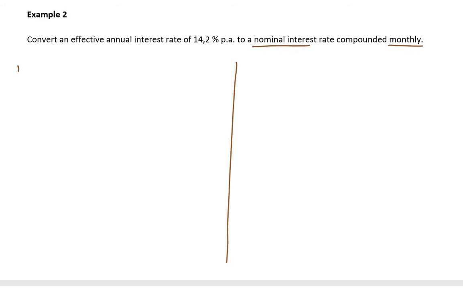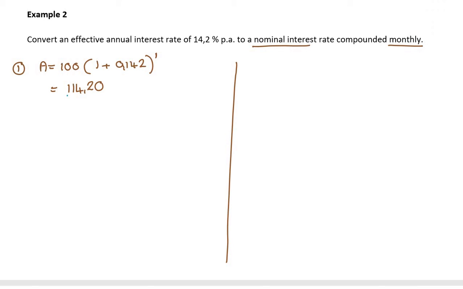So the first method is, I'm going to say, if I take 100 Rand at the interest rate I've been given, 14.2% compounded annually, so I'm not going to divide by anything because it's once a year, and for 1 year, because we always compare 1 year with 1 year. So I would get out an output of 114 Rand and 20 cents.